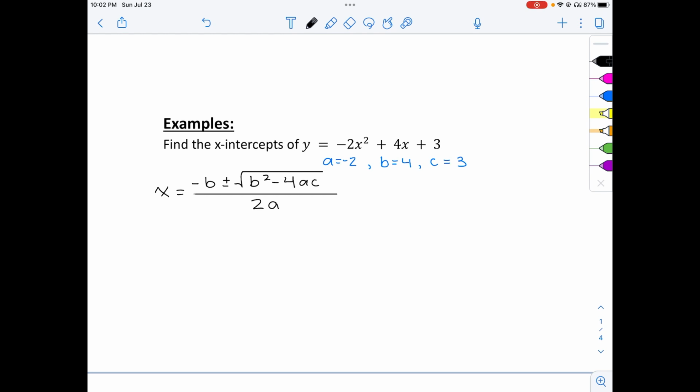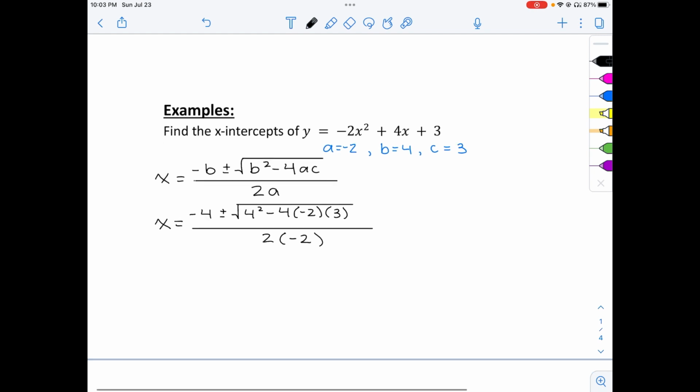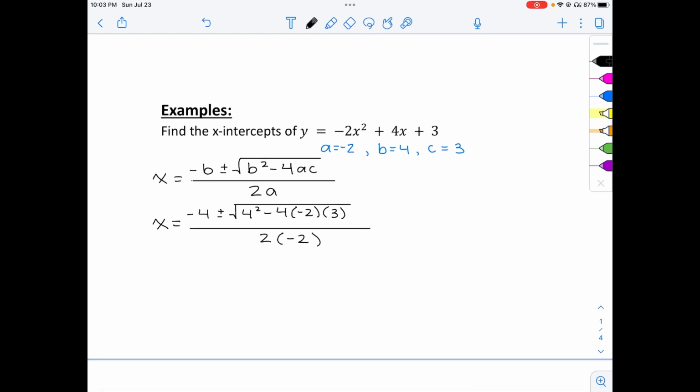And now I'm just filling in what I know. So I'll have x is equal to -b. So b is 4, so I'm going to write this as -4 plus or minus the square root of 4 squared minus 4. This is all multiplication here, that 4ac. So 4 times negative 2 times 3. And then the whole thing is divided by 2a. Make sure you pay attention to the signs here. So 2, and then a is negative 2. Okay, so that's how we fill everything in, and then we need to evaluate using BEDMAS. So the first thing I'm going to do is under the square root here, I'm going to show calculating this in a couple steps.